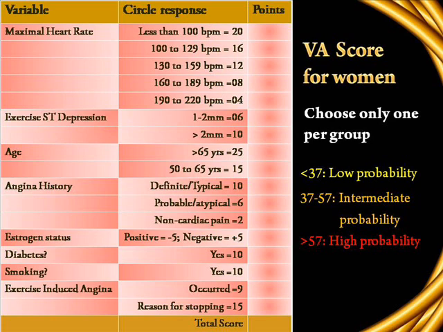Like that, from each group, we have to pick one answer and give the points, then add all those points to get the summary total score. If it is less than 37, low probability of CAD; 37 to 57, intermediate probability; more than 57, high probability of CAD. That is how the VA score for women works.